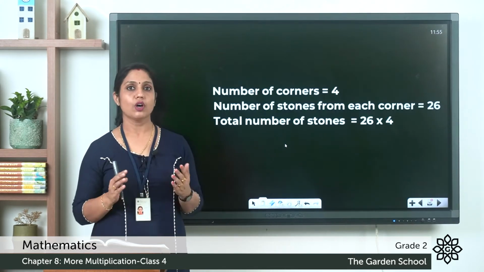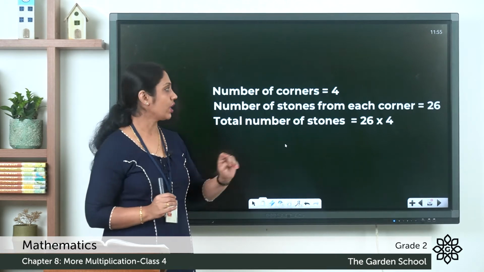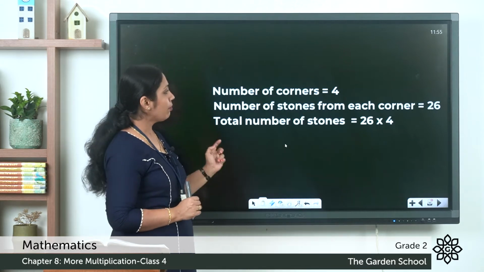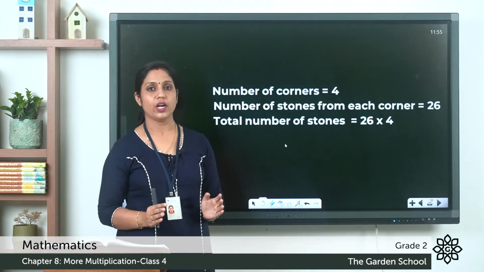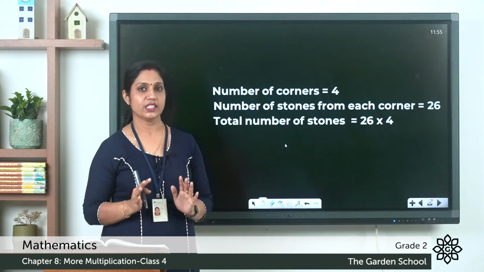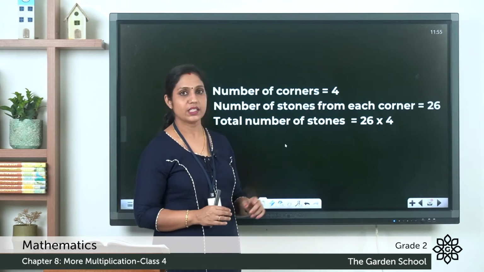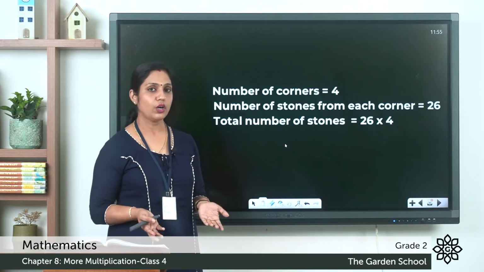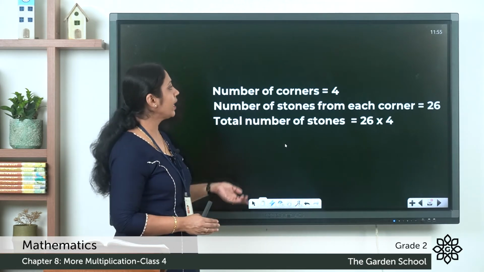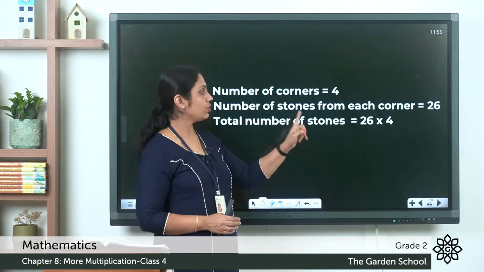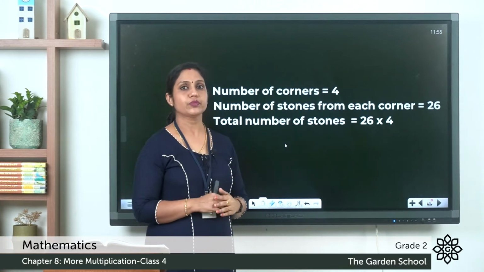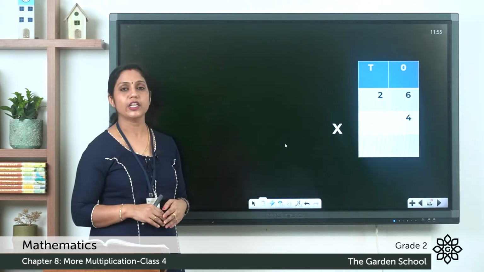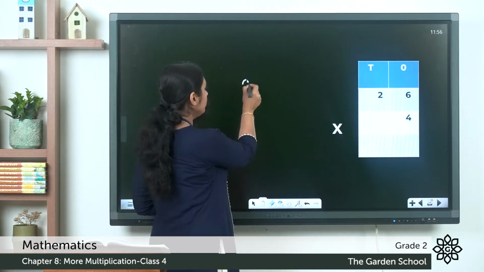Number of corners. So, how many corners are there? There are 4 corners. So, you can write number of corners is equal to 4. Number of stones from each corner. So, in each corner there are 26 stones. So, that is 26. Now, we have to find out the total number of stones. To find out the total number of stones, we have to multiply number of corners into number of stones. So, it is 26 into 4. Now, let's multiply 26 into 4.